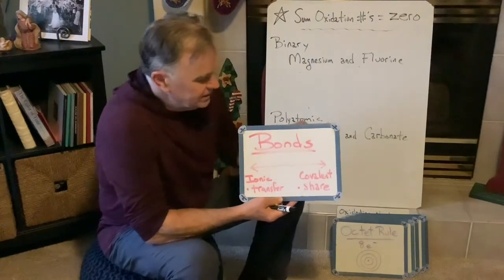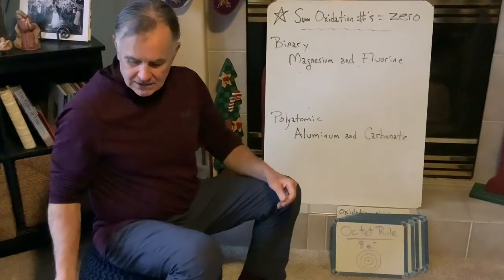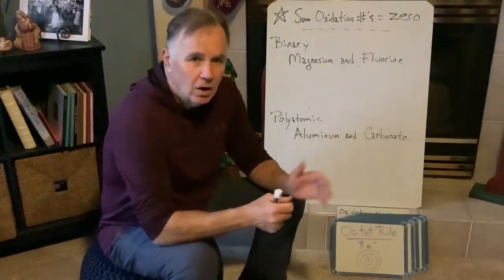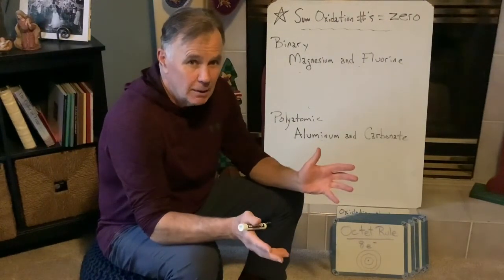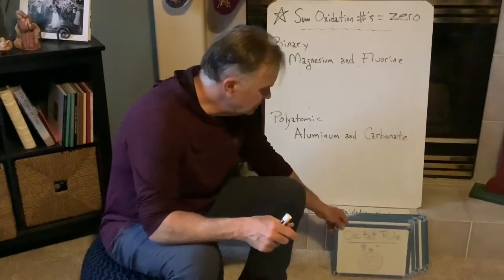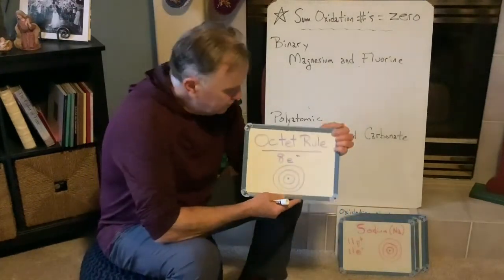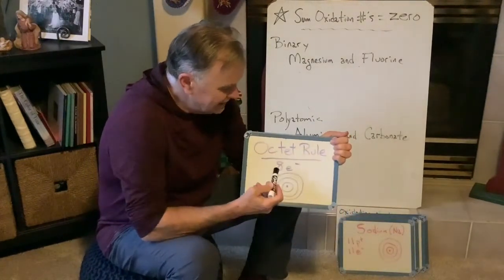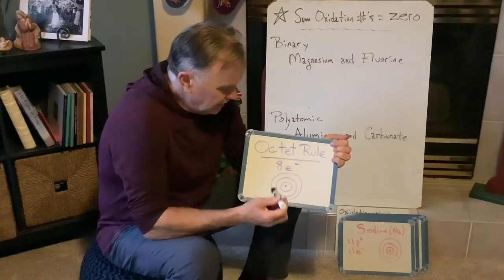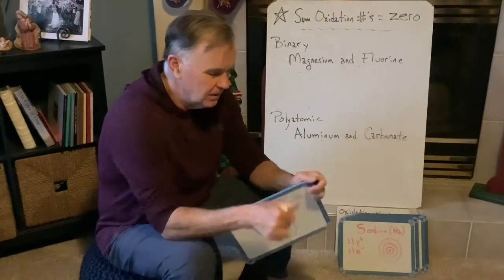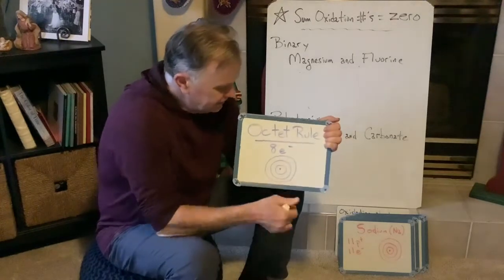But regardless of the type of bond, the basic concept is that all atoms want their outer shell filled up with electrons. They call that the octet rule. Octet, because it's usually 8 electrons. Now, not always. The very first level only takes 2.